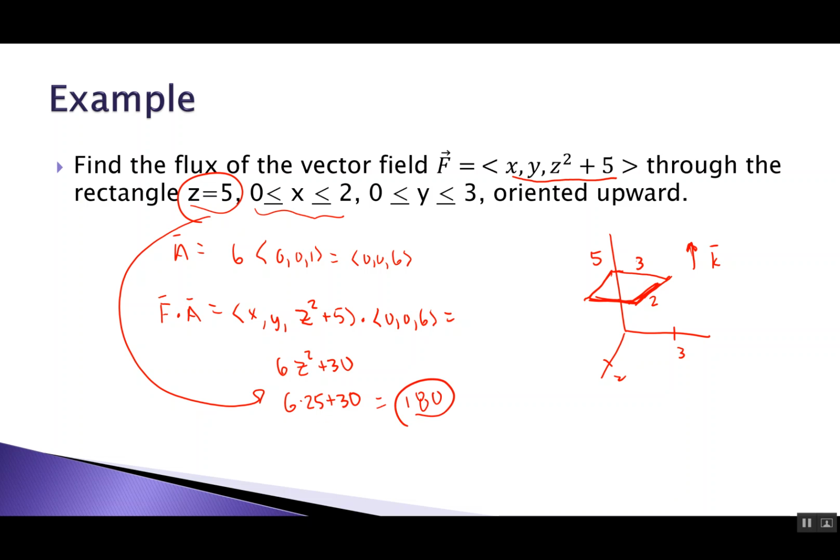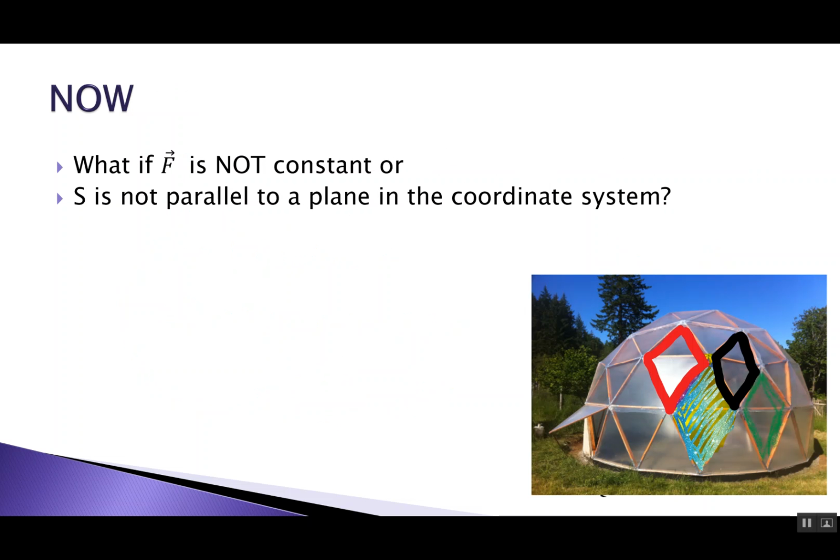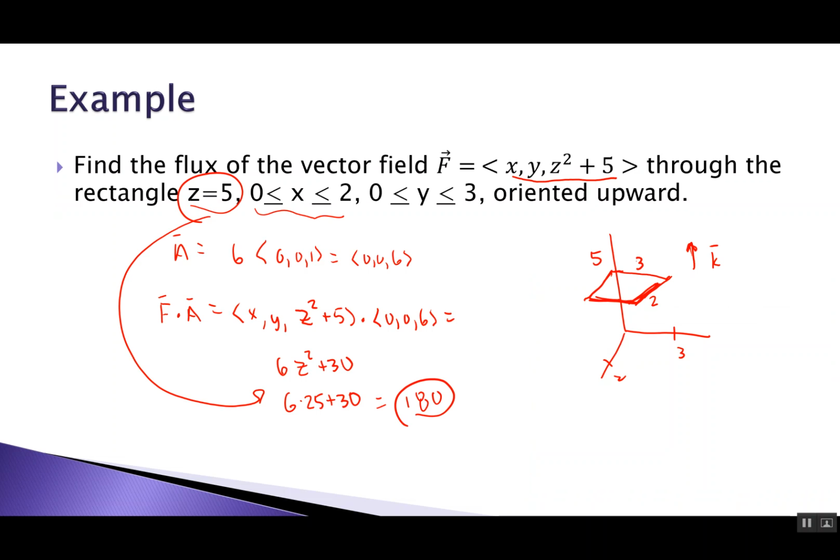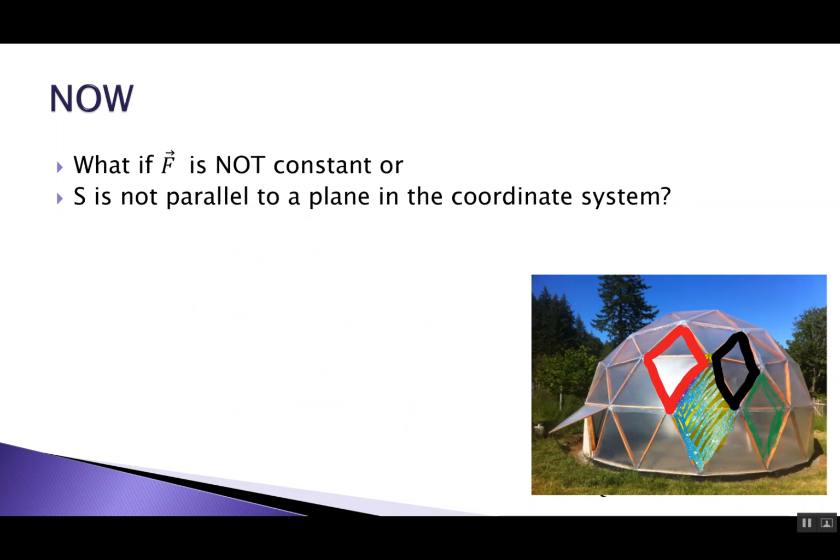Let's go a little bit farther now. What if the F is not constant? In the previous problem, because my z was a constant, my F turned out to be a constant, at least in the coordinates that I cared about. My F turned out to be a constant. What if my S is not parallel to a plane? What if my S is not even flat? Then this is what I'm going to do.